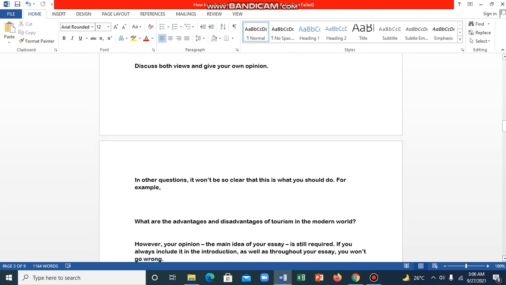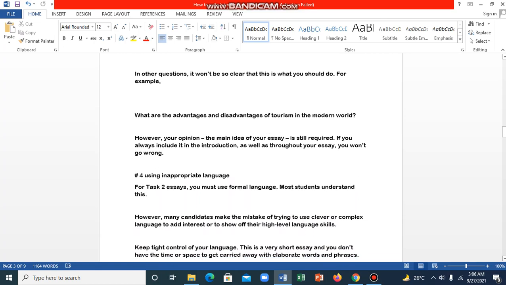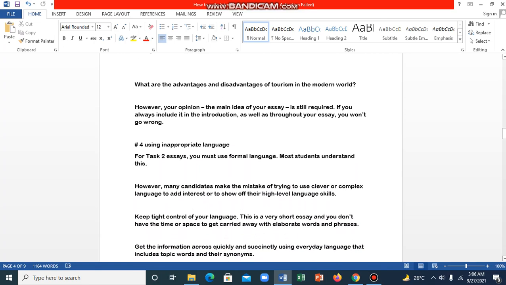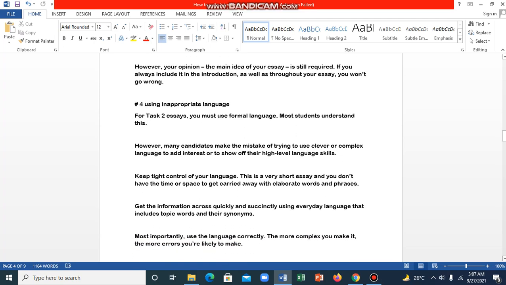So in other questions it won't be so clear what you should do. For example, what are the advantages, disadvantages of tourism in modern world? However, your opinion, the main idea of your essay is still required. If you always include it in the introduction as well as throughout your essay, you won't go wrong. ठीक है, तो make sure कि आप अपना opinion दें जब आपसे पूछा गया है तो.